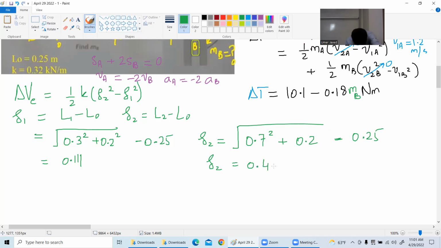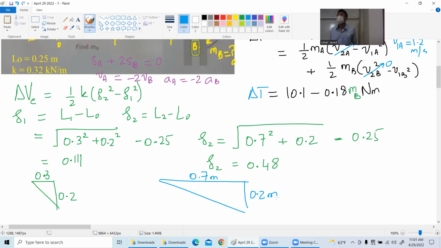0.472, 0.48, right? 0.4. Okay, now students who are getting confused, I will just make two triangles so there are no confusions left. This is your 0.3 and this is your 0.2. And again, students who are getting confused, this is my big 0.7 base and this is again 0.2 meter. Is this clear?